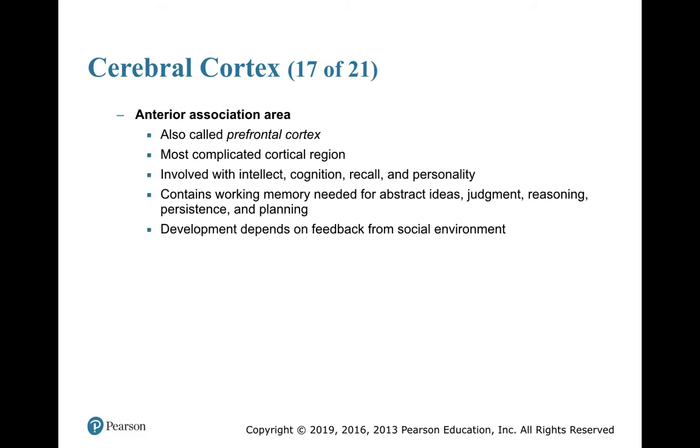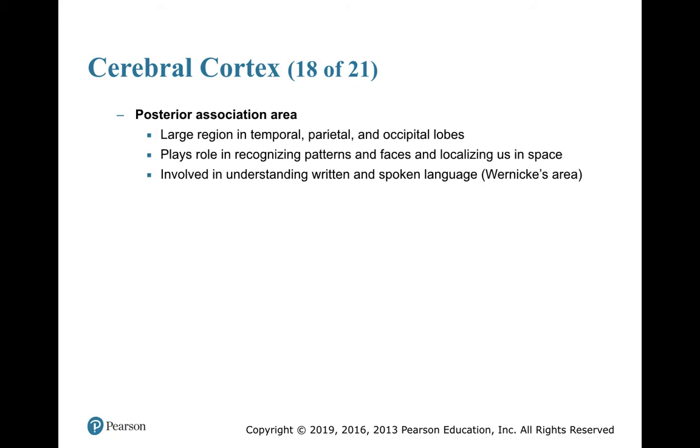The anterior association area is also called the prefrontal cortex. It is the most complicated of the cortical regions. We know it's involved with intellect, involved with cognition, our ability to recall, and our personality is held within this area. It has working memory that we need for dealing with abstract ideas, making judgments, reasoning, being persistent, and planning. Its development is going to depend greatly on feedback from our social environment. So if you ever ask the question, is it nature or nurture? It's equal amounts of both.